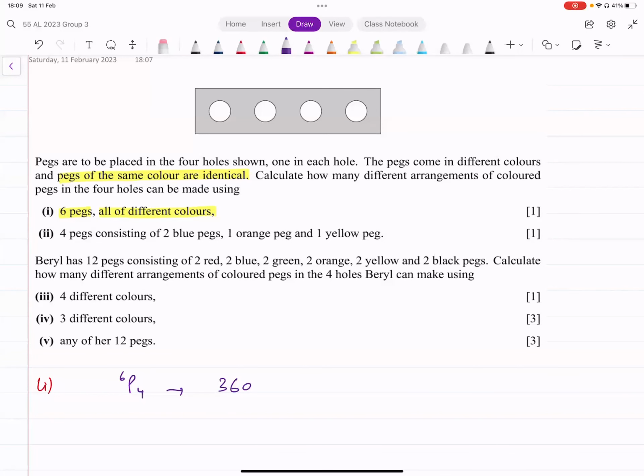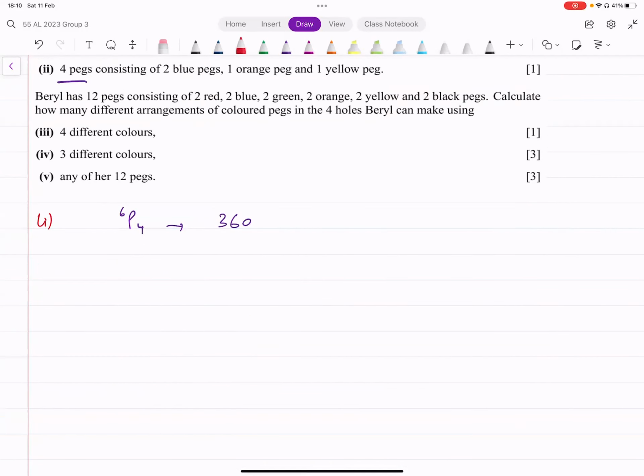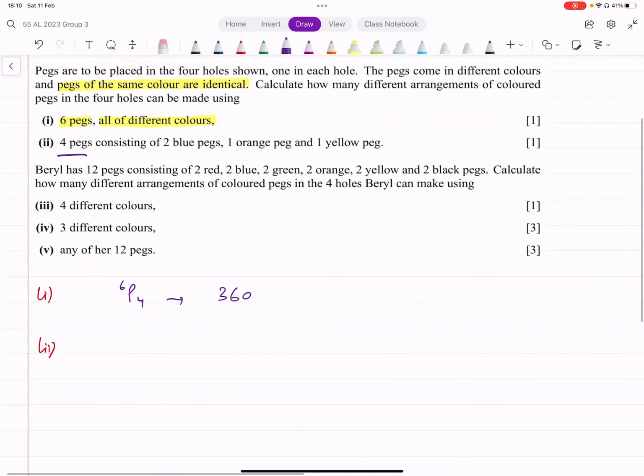Now let's look at the second part. Now it says, how many different arrangements can be made using 4 pegs consisting of 2 blue pegs, 1 orange peg, and 1 yellow peg? All right. Now the total number of pegs that you have is 4. You have 4 pegs, 4 spaces, and you have to place them in those. In how many ways can you do this now? 4 factorial, yeah, 4P4, that's also fine.